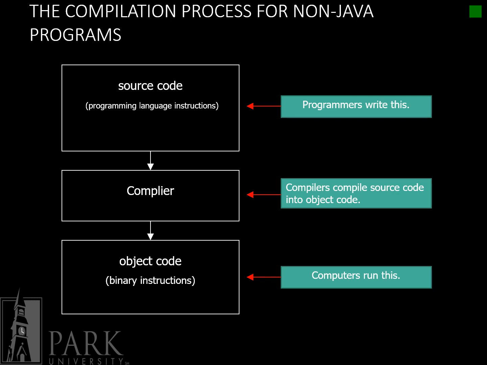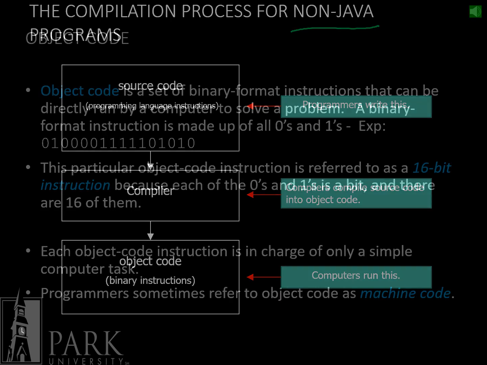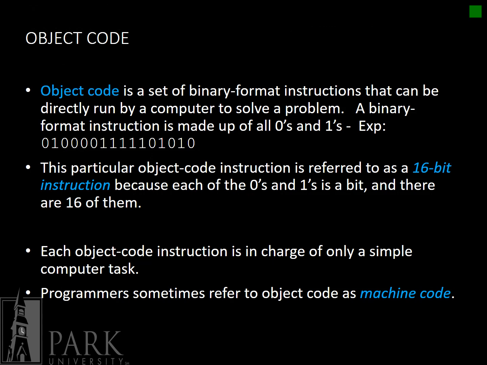Okay, now remember, this is a non-Java program. Java programs work a little bit differently. So if I haven't made clear already, object code is binary, all right? And a binary format instruction is going to be all ones and zeros, because that's what binary is. But if you look at this one right here, this is a 16-bit instruction, because you can see that it actually has 16 bits, right?